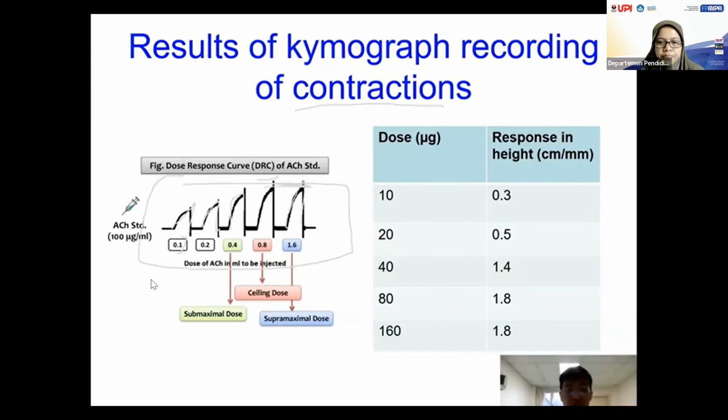Okay, so if you look at the data, the dose given 10 microgram, 20, 40, 80, and 160, and the response, okay, response in height, we have 0.3, 0.8, 1.4, 1.8, and 1.8. Okay, so actually from this data itself, you can plot the dose response relationship. So you can try out how to plot the dose response relationship from this data that is given. So first thing that you have to do is to convert the response into percentage. Okay, dose response is in percentage.